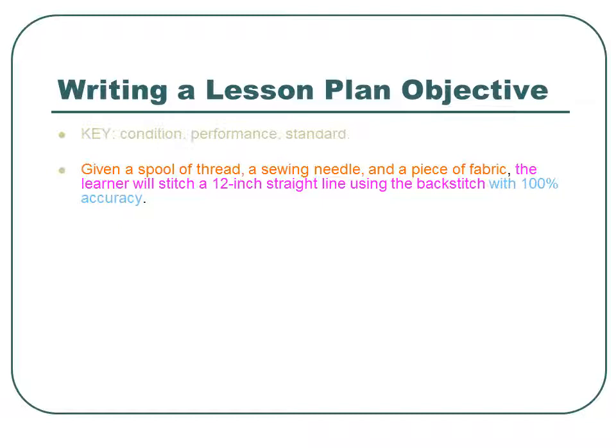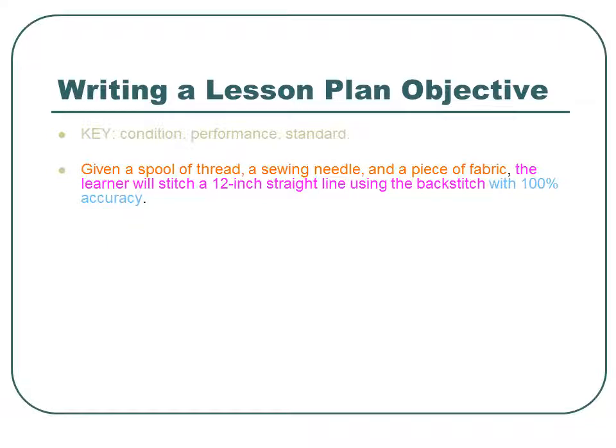Notice how the condition, which is the orange part of the sentence, rules out other unacceptable ways to do the task. For example, you can't use a sewing machine. If you do, you don't demonstrate on this objective. You cannot use embroidery floss. If you do, you're not going to pass this objective. You have to only use thread, sewing needle, and a piece of fabric.